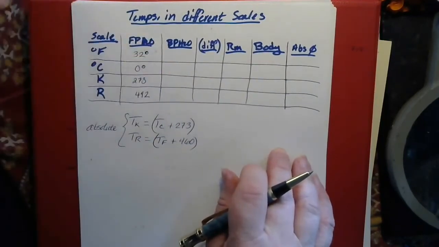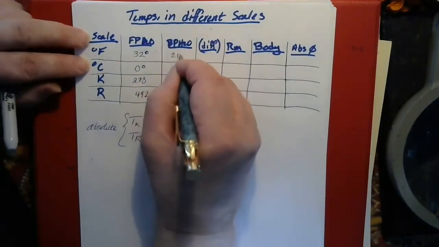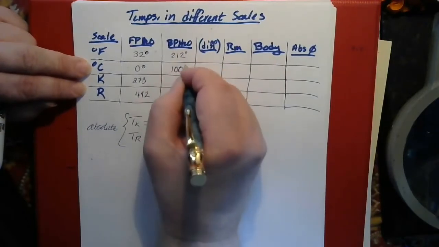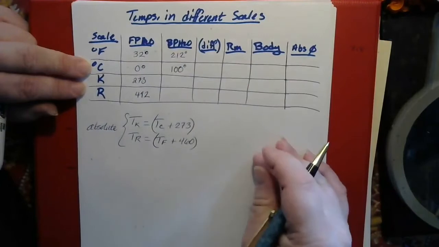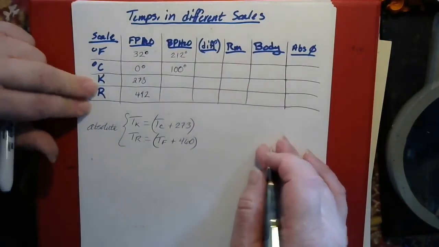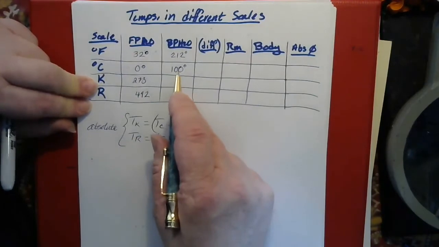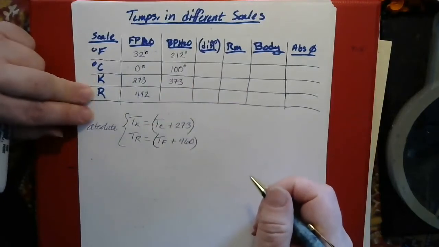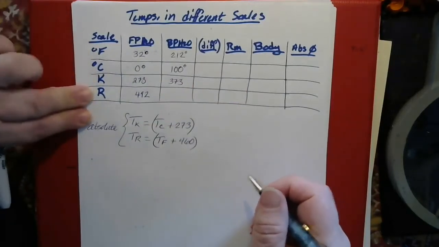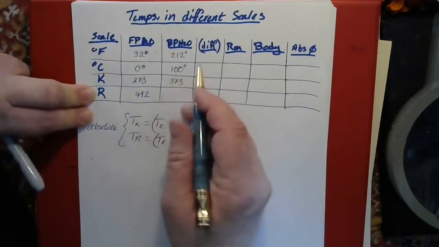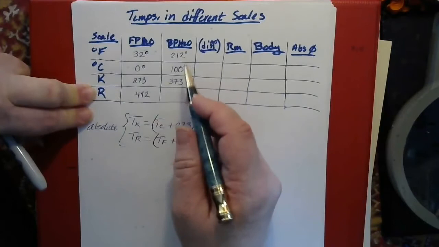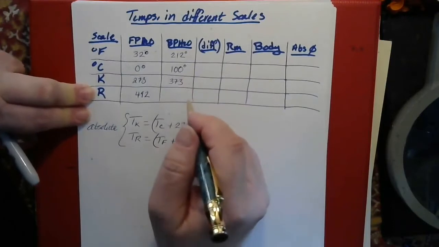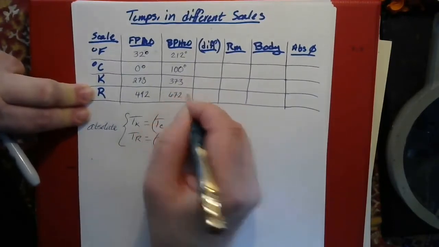For the boiling point of water, we know that in Fahrenheit, that's 212. And in Celsius, it's 100, because that's part of the way that the Celsius system was set up. Kelvin would be Celsius plus 273, so the boiling point of water is 373. And in Rankine, the boiling point of water would be 212 plus 460. So you're beginning to see why we don't use the Rankine system in math and science. And 212 plus 460 comes out to 672.